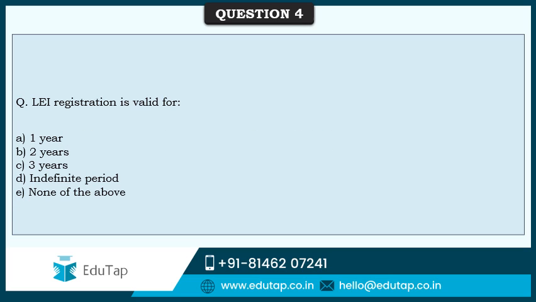Next question. LEI registration is valid for. Options are 1 year, 2 years, 3 years, indefinite period, or none of the above. So friends, as discussed on the previous slide, we can easily answer that this LEI registration is to be renewed annually. This is valid for 1 year. So the answer is option A.